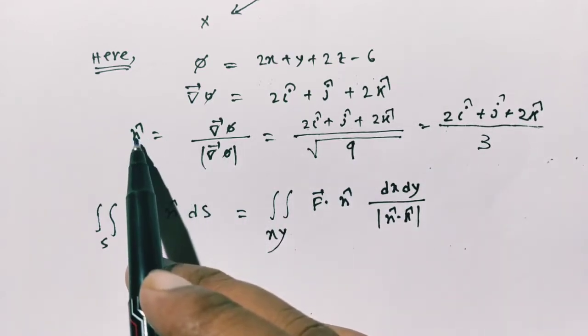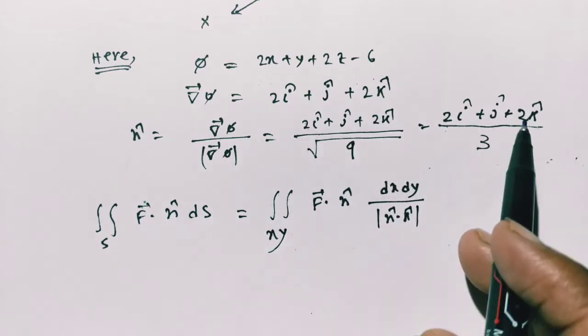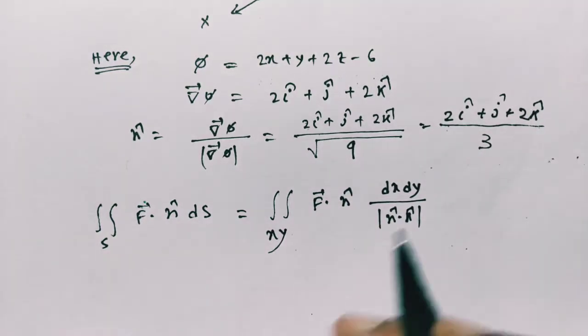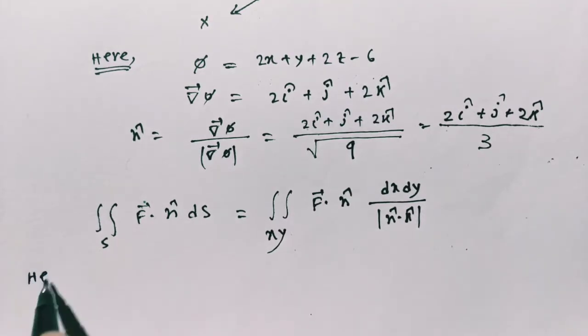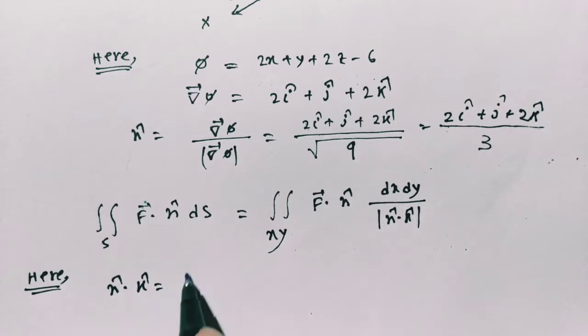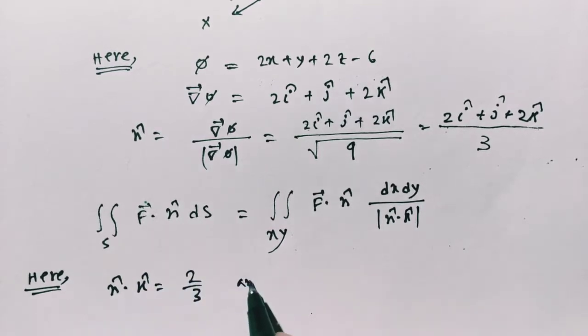If we take the dot product of n with k, then we will get 2 by 3. So n dot k will be 2 by 3. Here, n dot k is equal to 2 by 3. And what will be f dot n?